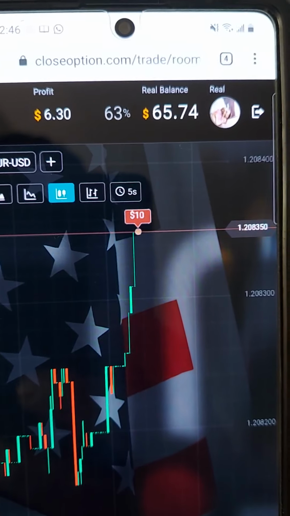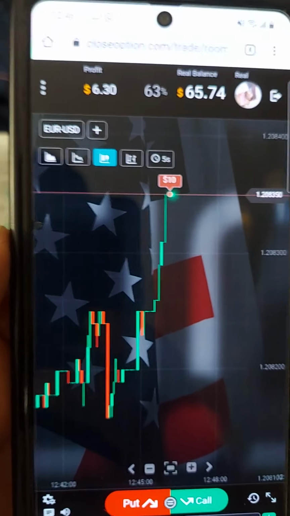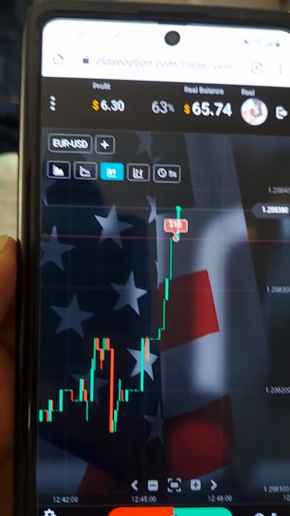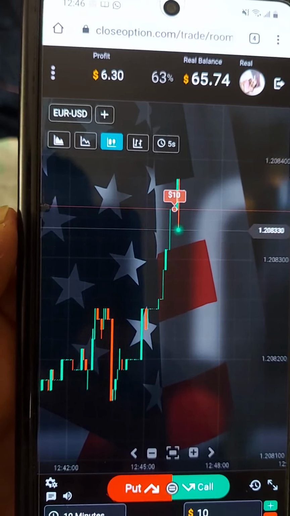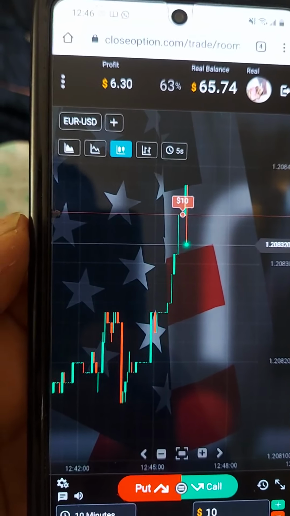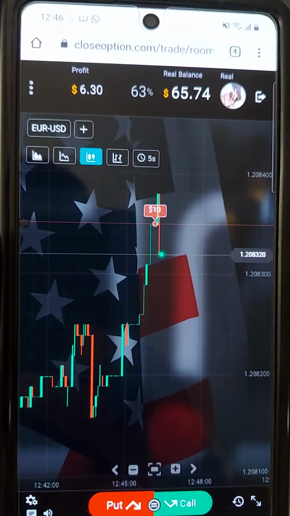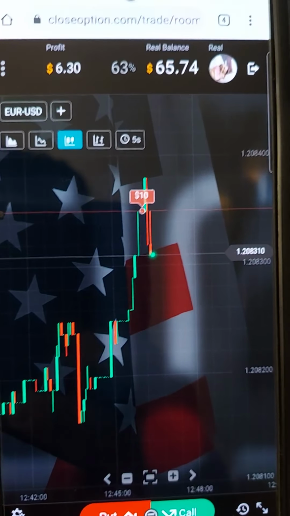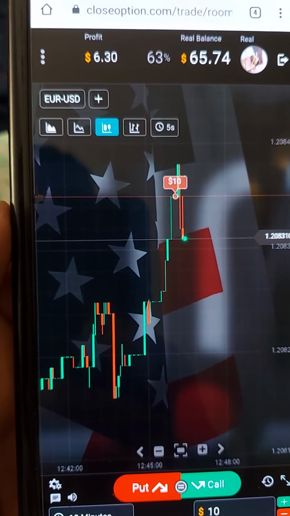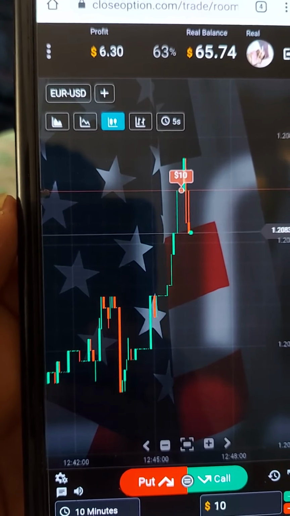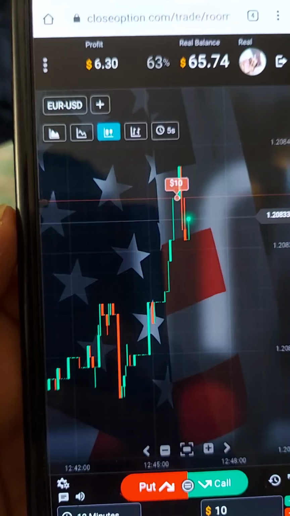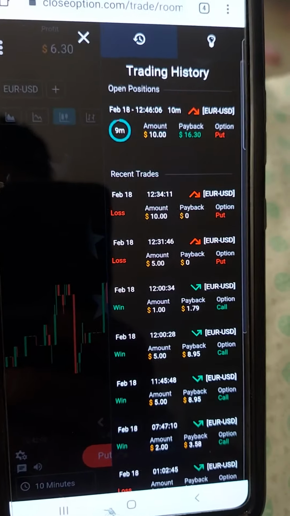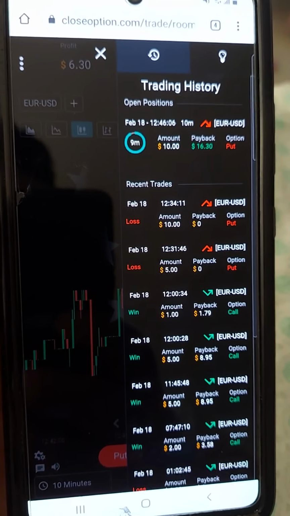But right now, because the volatility of the market has dropped, the broker dropped the percentage that they pay. They were paying 79%. Right now, they're paying 63%. That's a lot less, but we go for a put. Right now, we're winning it, so I gotta see how it ends up. 9 minutes to go.